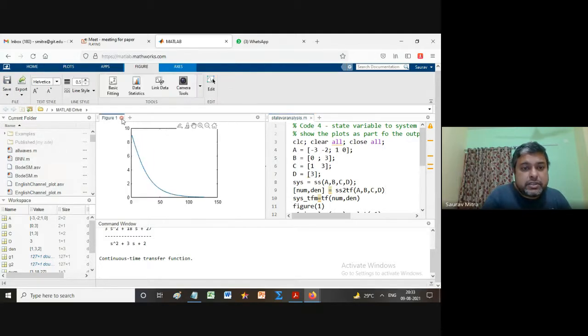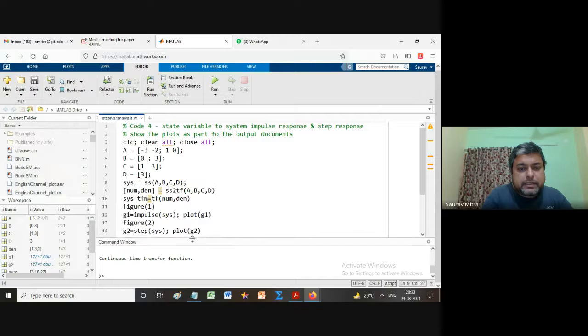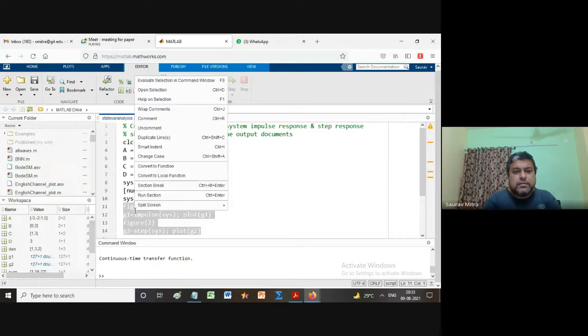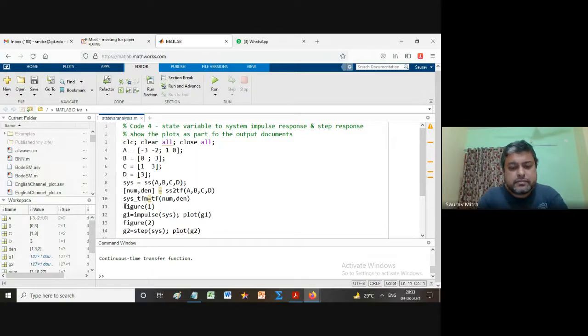So let us not plot the graph immediately. What I'll do is cover the plot part. I will not execute the plot part, so figure 1 and figure 2, I will not execute that. Rather, I will execute the first few lines. I'll comment it. The comment is not functioning here, so I will better put a percentage sign here. Okay, so let us see what exactly it is doing.